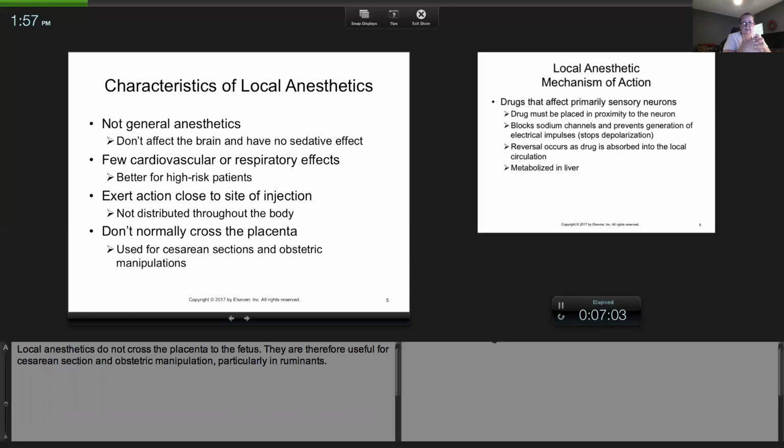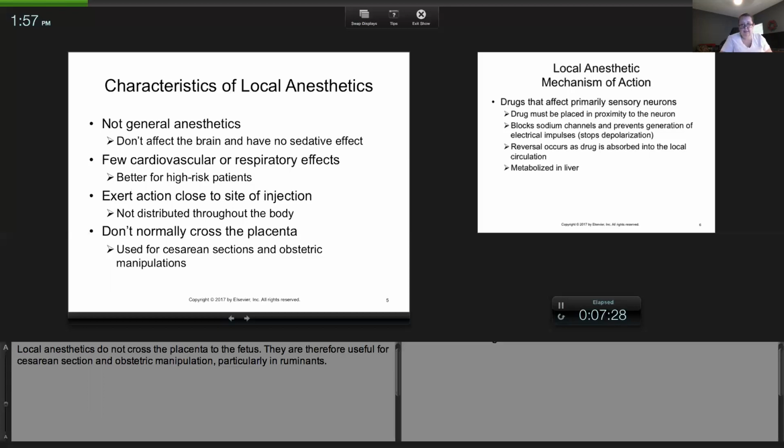So it does not affect the brain. It does not have a sedative effect. In rare cases, we do give them IV. So if you do use these agents IV, it can cause some sedation, but for the most part, we usually inject them under the skin, on a wound, in the muscle, in a joint. Very rarely do we go IV.